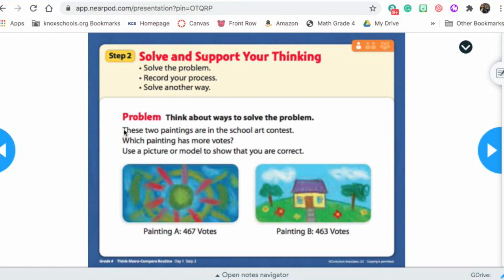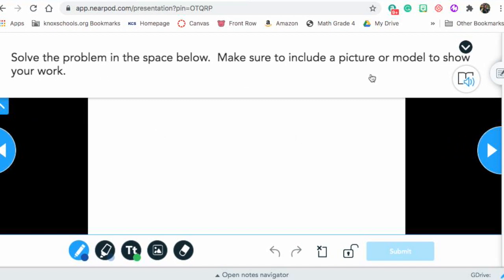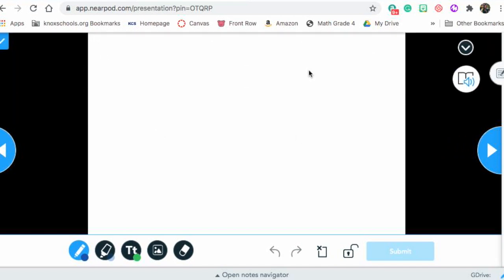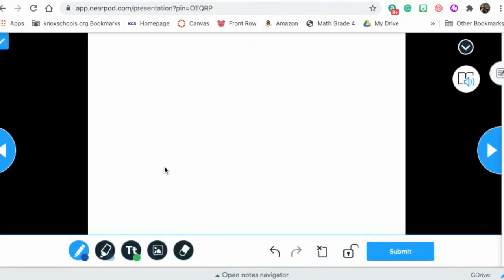Just to refresh my memory, these two paintings are in the school art contest. Which painting has more votes? Use a picture or model to show that you are correct. Painting A, 467 votes. Painting B, 463 votes. All right, so I'm going to show my work here. I can go back to my notes. I knew there were 467 votes and 463 votes, and I have to compare them and show which one was greater, because I want to know which one had more votes. So I'm going to go back here and solve the problem.